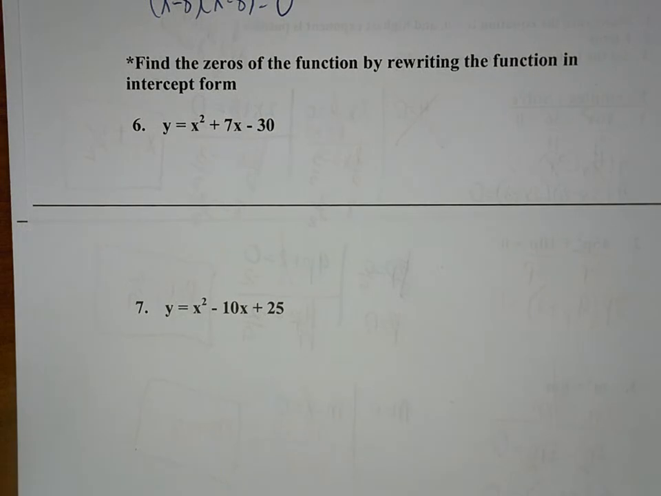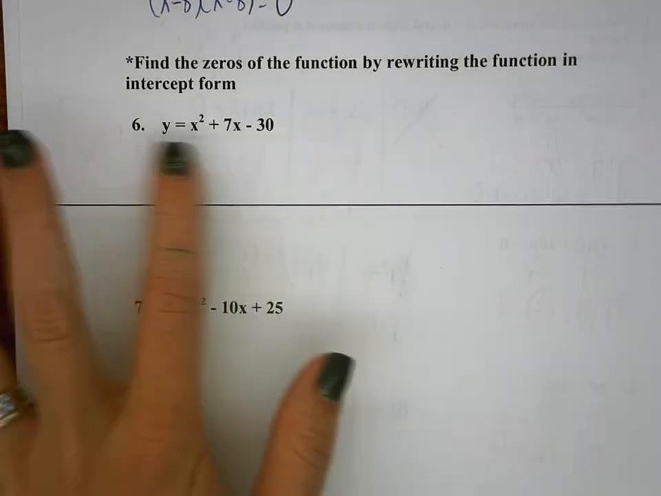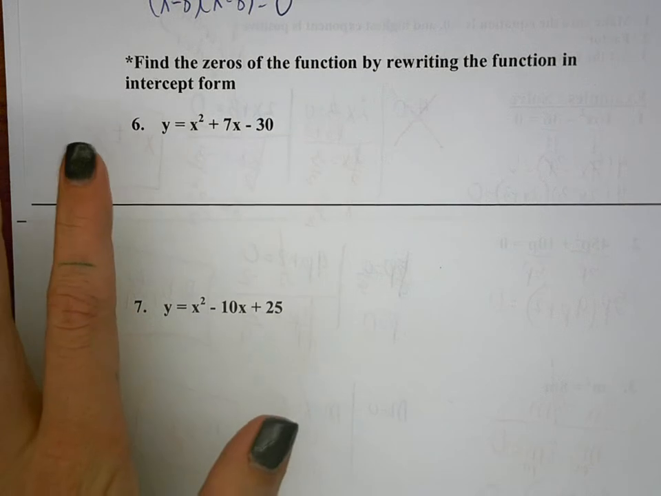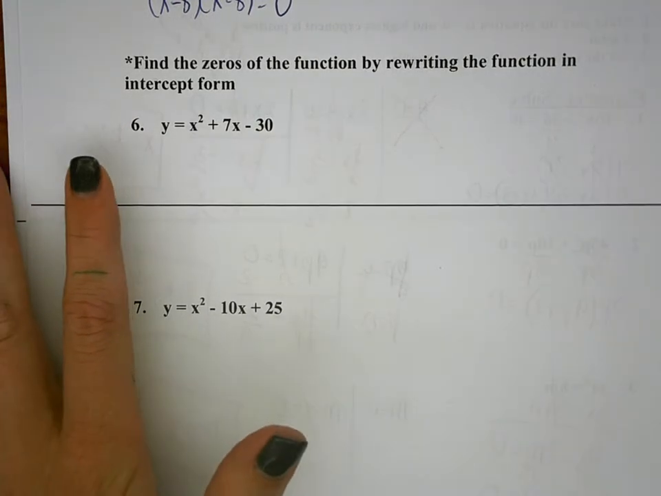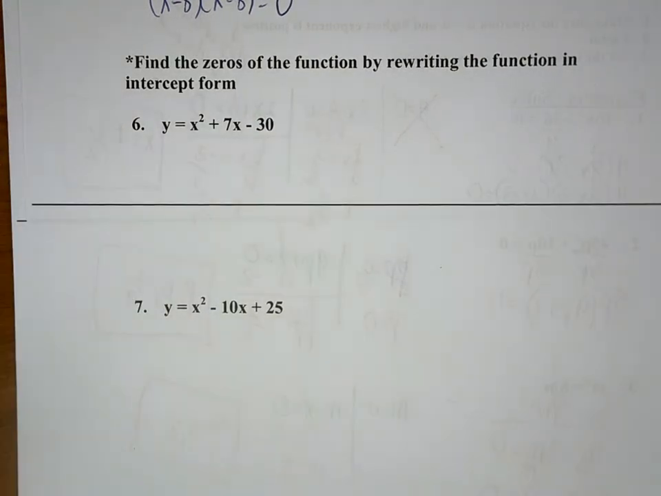Find the zeros of the function by rewriting the function in intercept form. Okay, whenever you see an equation that has x and y, it can be graphed. So think about your coordinate plane, your x and y axis. Whenever you have an x and y in an equation, that can actually be a line that can be graphed, or a different type of graph.